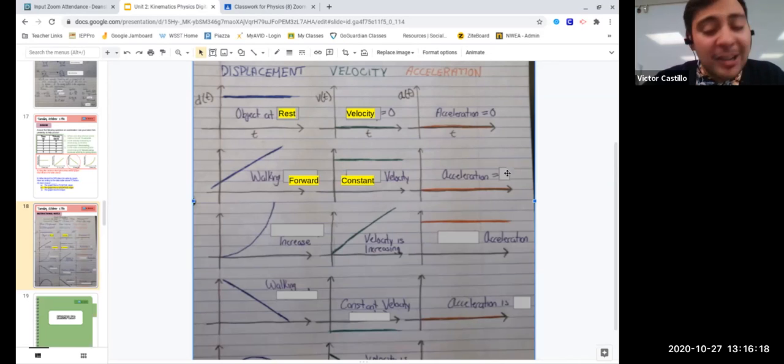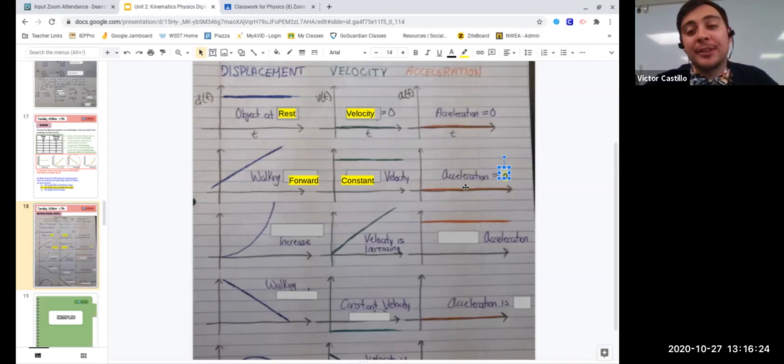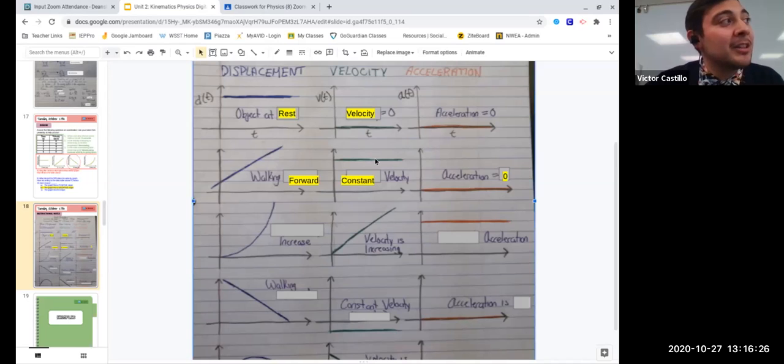Now, if I have a constant velocity, if my velocity is not changing, that means I have 0 meters per second squared for acceleration. Remember, acceleration is the change in velocity. If my velocity is not changing, that means my acceleration is 0, okay?